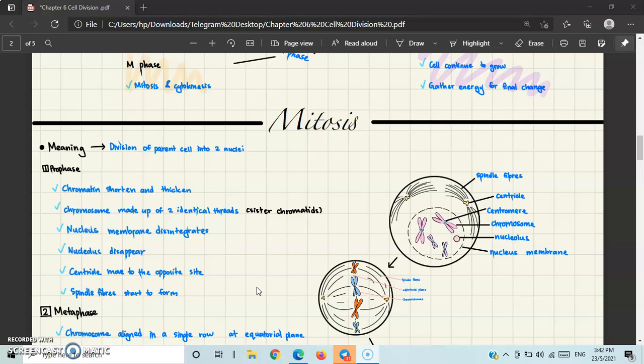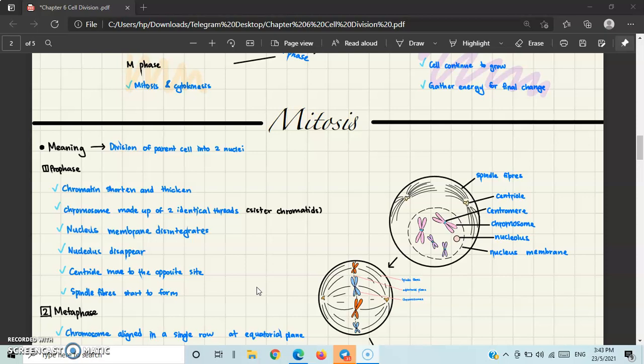It refers to the division of the parent cell, the parent nucleus, into 2 nuclei. So from 1 nucleus, it will produce 2. It will divide into 2 nuclei. That is referred to as mitosis. In mitosis, there are 5 stages.